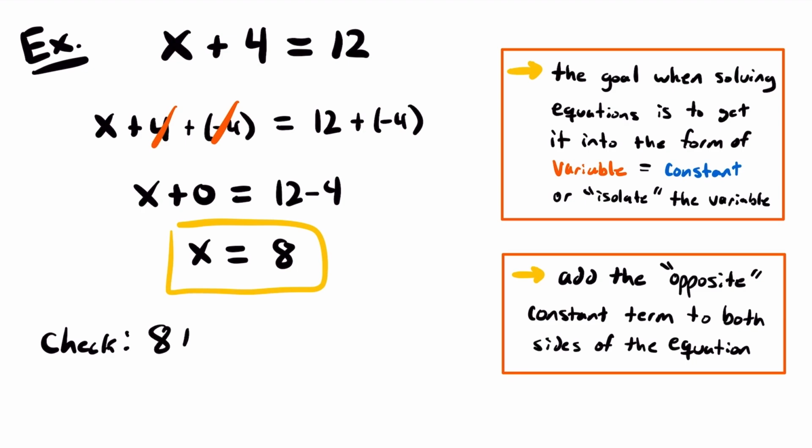We'll have 8 plus 4 equals 12, and 8 plus 4 is 12, so you get 12 equals 12, which is a true statement. So 8 is indeed the solution to this equation. Okay, so that's the idea here.